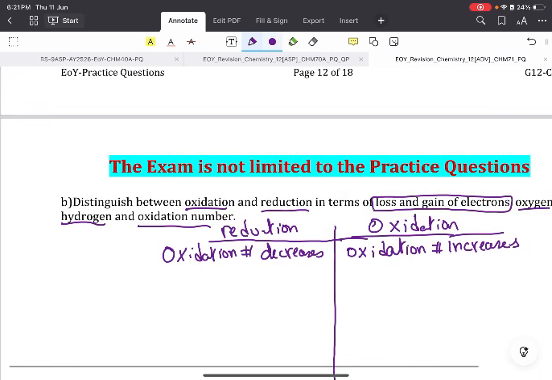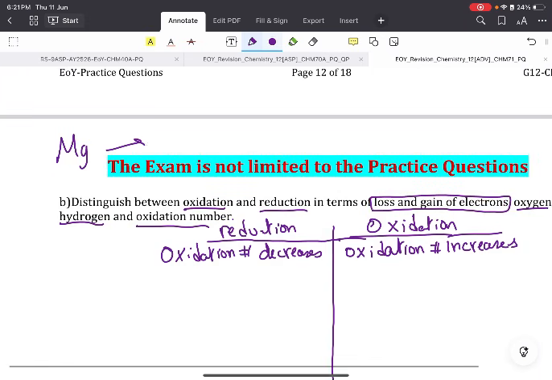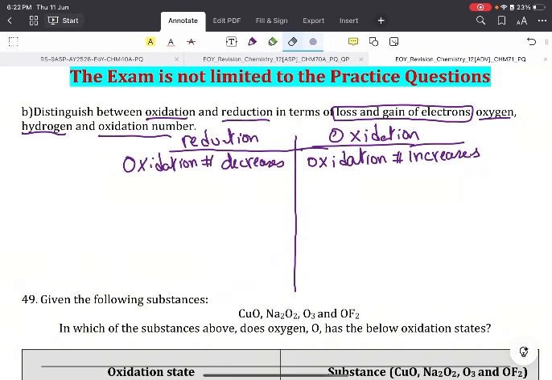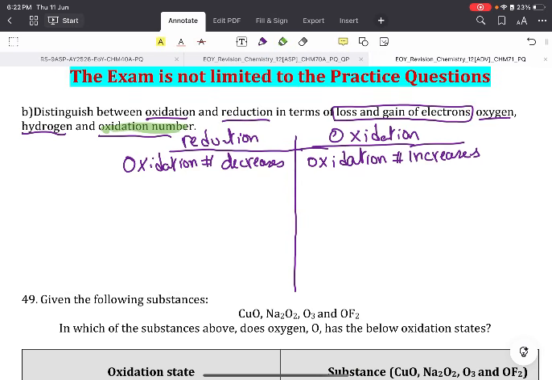So for example, if I have Mg changed to Mg2+, this is 0, this is +2. So I'm going to say that Mg got oxidized. If I have I2 going to I-, this is 0 and this is -1, there's a decrease. So I'm going to say that I2 got reduced. Now, in terms of oxidation number, this is done.